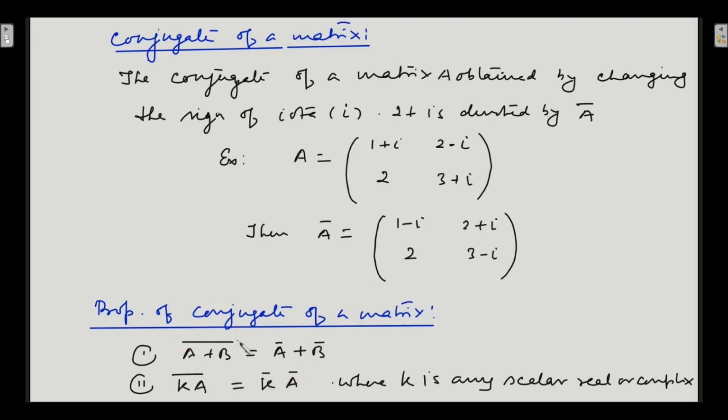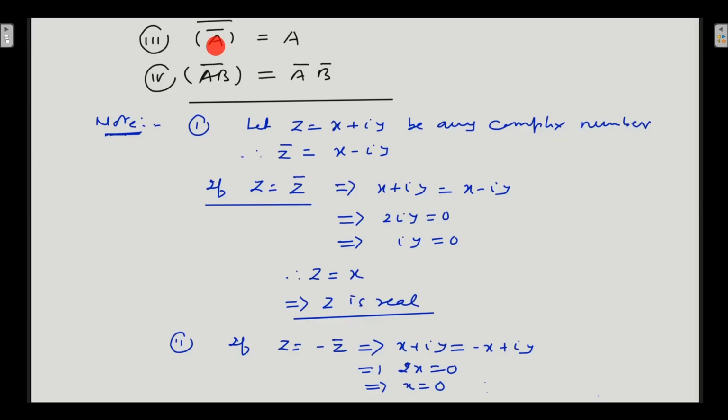Similarly, A plus B complete conjugate is equal to A conjugate plus B conjugate. Then for a matrix A, we take its conjugate, and then again we take the conjugate of that conjugate. We take the conjugate one time, and then a second time we again take the conjugate of that quantity. Then it will come out to be the same matrix A itself. So A conjugate conjugate will be equal to A itself.